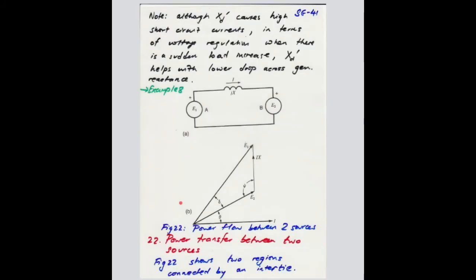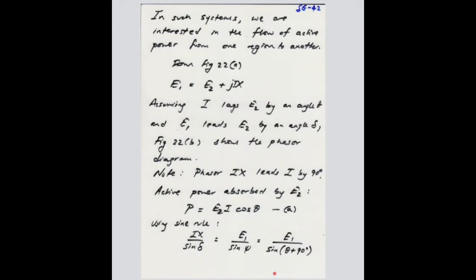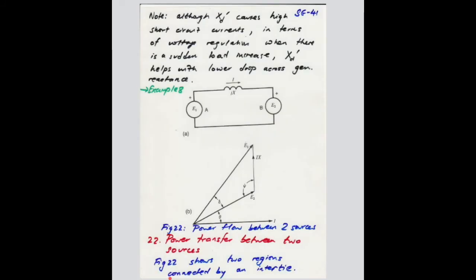Now, if we look at the phase diagram, we can see that we made an assumption here that we have a lagging current flowing in the transmission line, and this current lags the voltage E2 by a certain angle theta, which is based on the power factor of the system. And then we are also assuming that E1 leads E2 by a certain angle delta, right? So that's what this diagram is showing you.